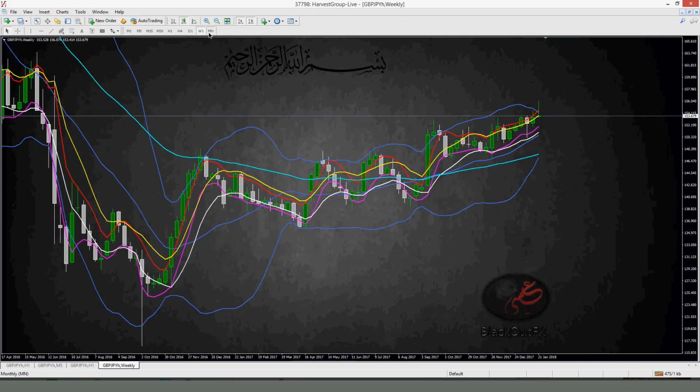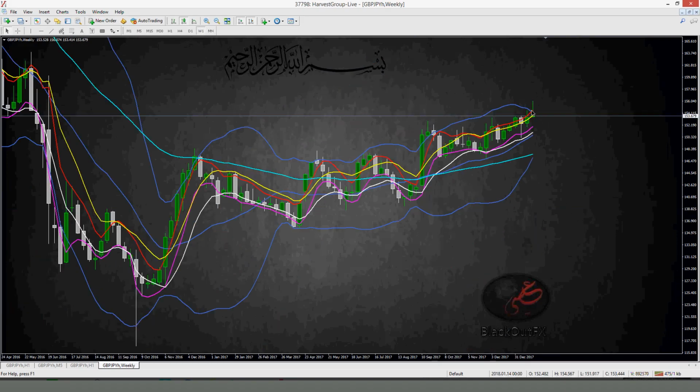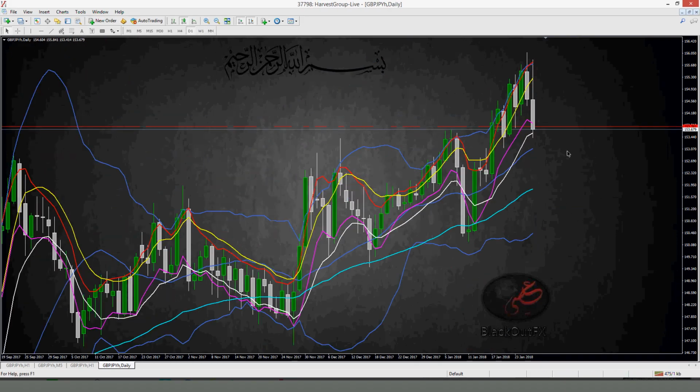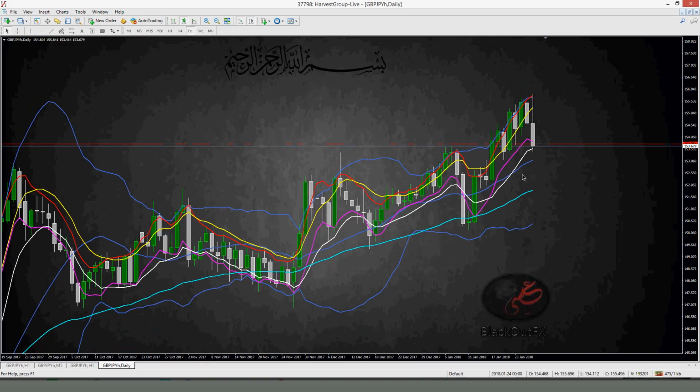Okay, so over here at monthly we have a potential extreme. At weekly we already have an extreme. At daily we have an extreme, a double extreme. However, we don't have CSD yet. So if you would want to sell, I would highly suggest that you wait for candlestick direction at daily and you entry at its re-entry after the CSD. That will make a much better entry for you.